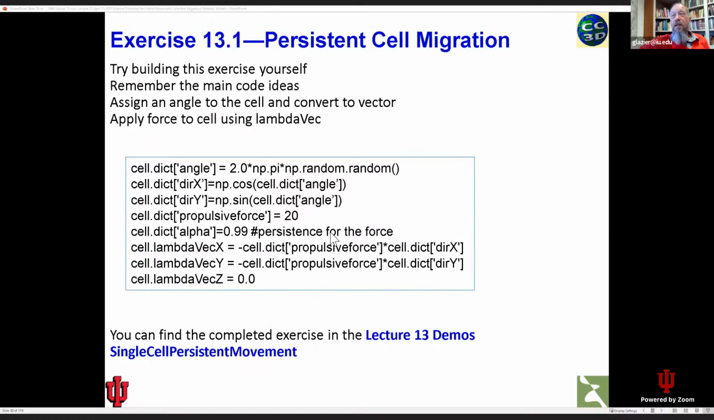Now we put all of that together, and we get a cell that will move.